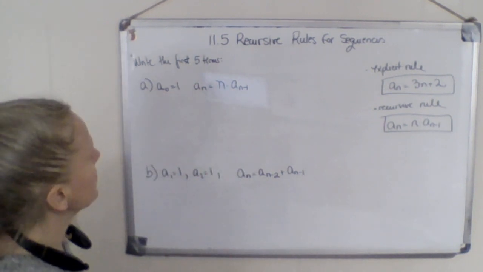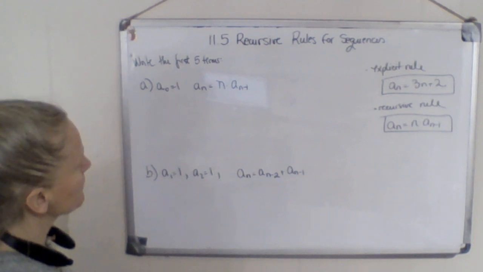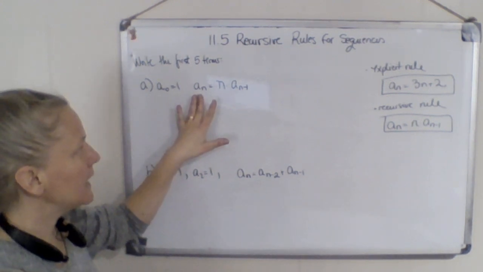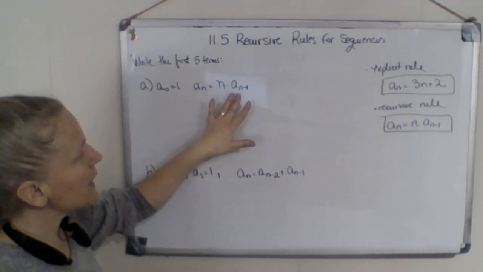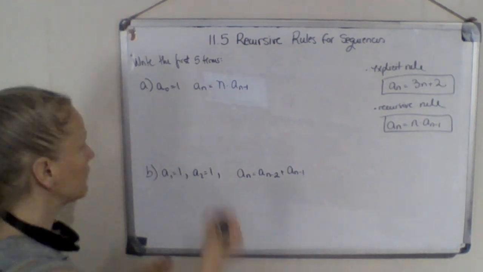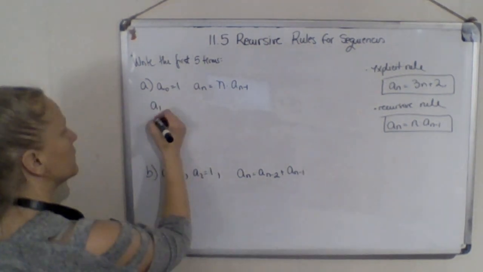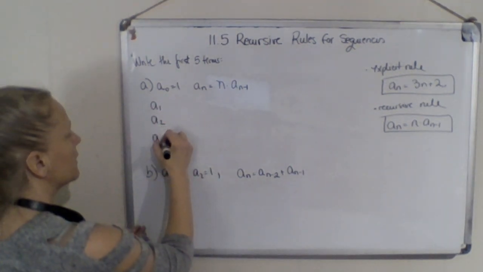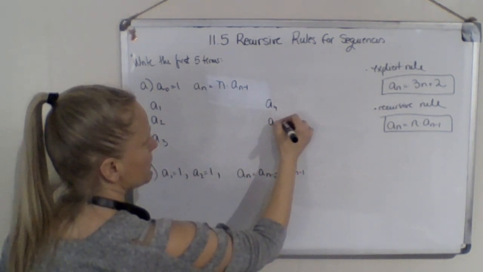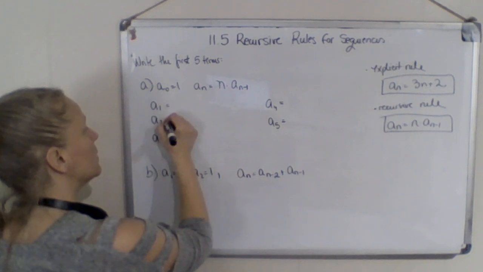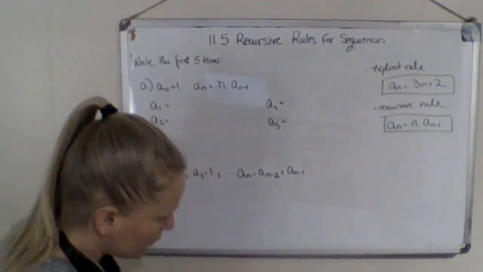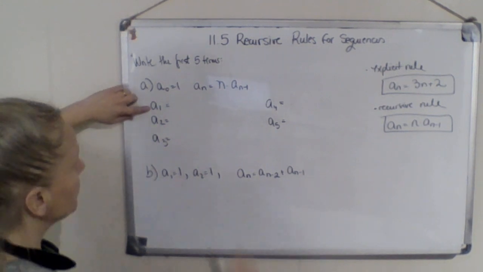On number 1, it says write the first 4 terms. You know a0 is 1, and you know the recursive rule is an equals n times an minus 1. So I already have a0. I'm looking for a1, a2, a3, a4, and a5. These are the terms I'm looking for, right? It's the first terms, skipping that a0. That's where I started, that's where I'm going. So let's go ahead and do this.